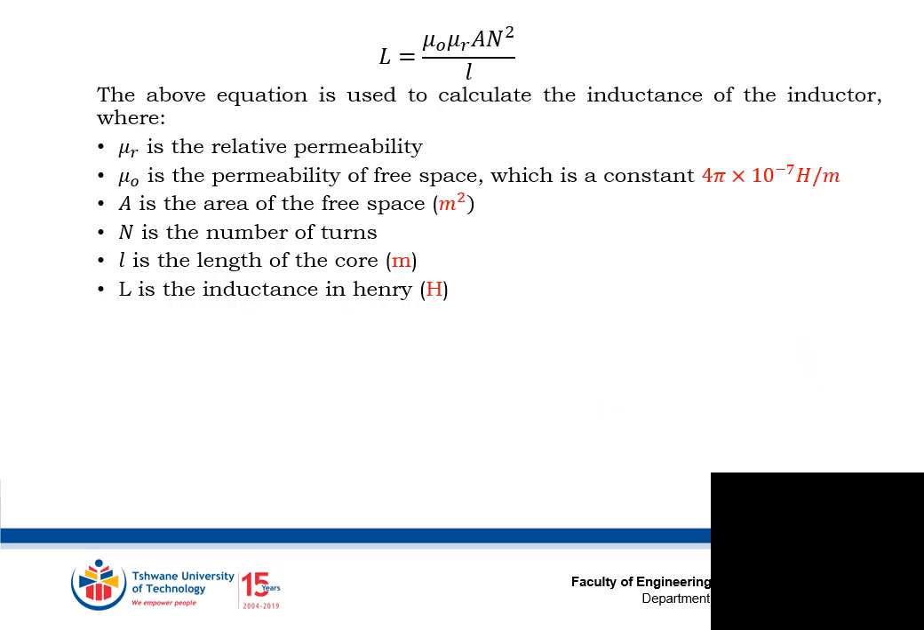L equals mu naught times mu R times A times N squared divided by l. This is the equation that is used to calculate the inductance of the inductor, where mu R is the relative permeability, mu naught is the permeability of free space, which is a constant, 4 pi times 10 to the power minus 7 henries per meter. A is the area of the core, in meters squared. N is the number of turns, and then l is the length of the core in meters, and then L is the inductance in henries.